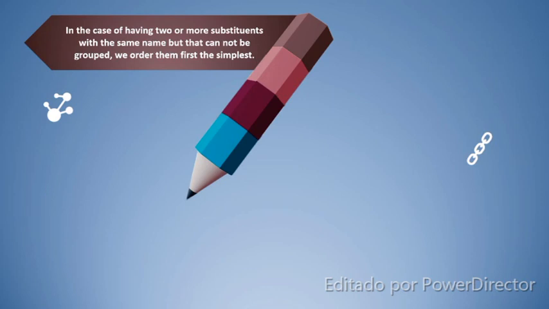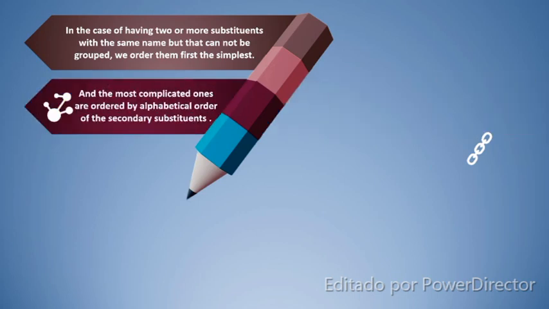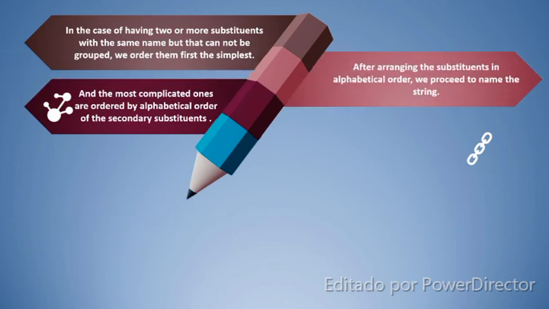In the case of having two or more substituents with the same name but that cannot be grouped, we order them with the simplest first, and the more complicated ones are ordered by alphabetical order of secondary substituents. As you will see in the example, the 2-hexyl substituent is less complex than 1-ethylhexyl. This means that 2-hexyl goes first. After ordering the substituents in alphabetical order, we proceed to name the chain.